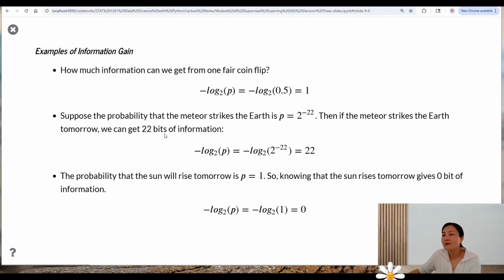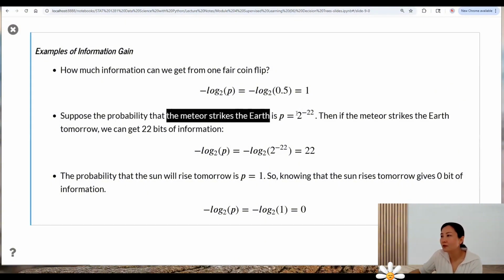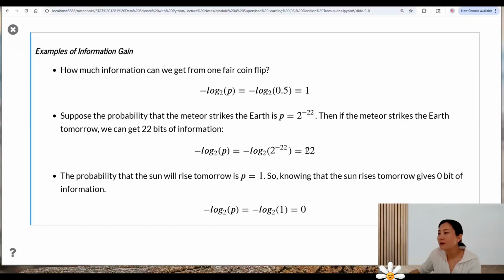And secondly, let's see a very rare event. The meteor strikes the Earth. Suppose the probability is 2 to the negative 22. It's very close to 0. Then if it does happen, how much information can we get? Negative log 2 of 2 to the negative 22, so it's 22. So the information we get is 22 times the information we get if we flip a head.